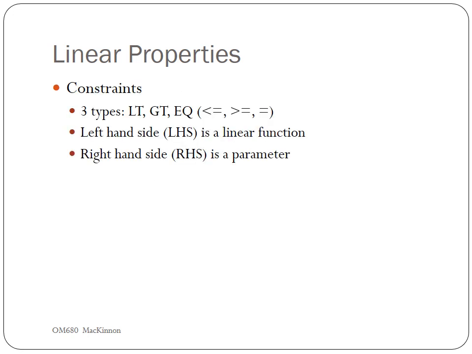Let's talk about the constraints. Constraints are typically three types: less than, greater than, or equals. The left-hand side, and we designate that LHS, is a linear function. And I mentioned this in the last chapter that the left-hand side is usually some kind of a formula. The right-hand side is usually a parameter of some type, designated by RHS.